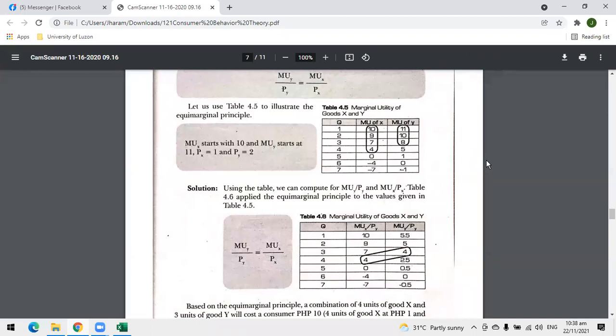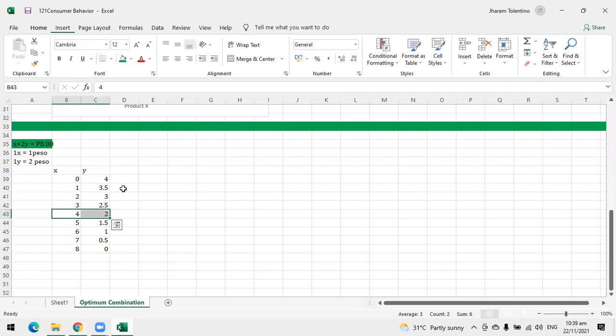The principle here is that the last peso spent on product X, its marginal utility should be equal to the last peso spent on product Y. So what will you do? You look at the table. It just so happens that product X in this case is one peso and product Y is two pesos. And no way, right, have we verified that it is related to the budget line?